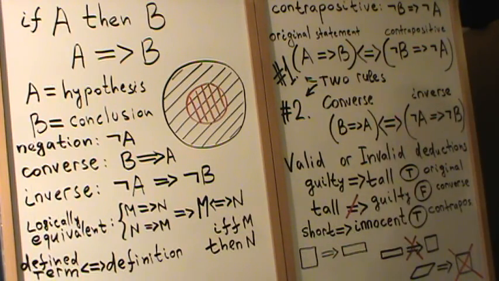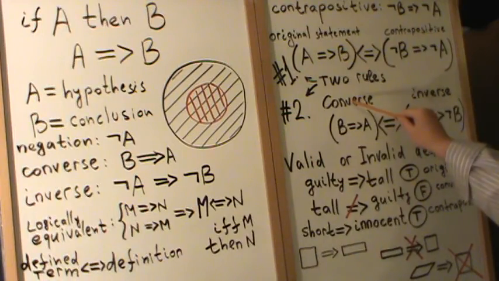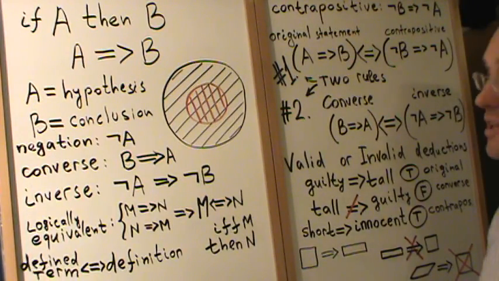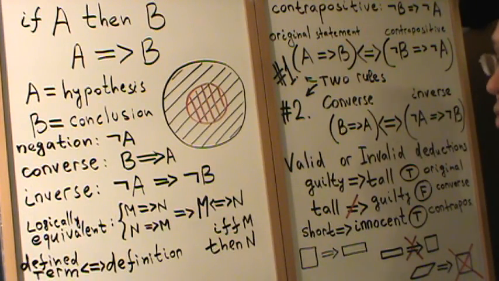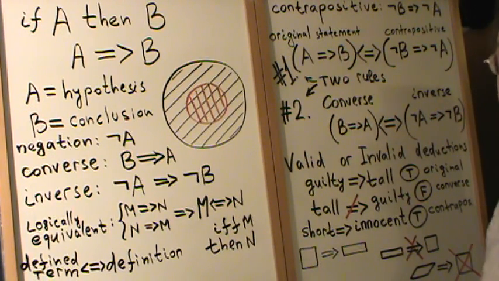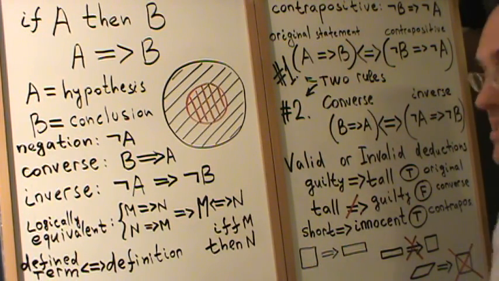The second law says that the converse of an original statement is logically equivalent to the inverse of the original statement. Those two laws can be used in geometry or in common life deductions or inferences as well. And those deductions and inferences can be valid or invalid. Let's consider a couple of examples.